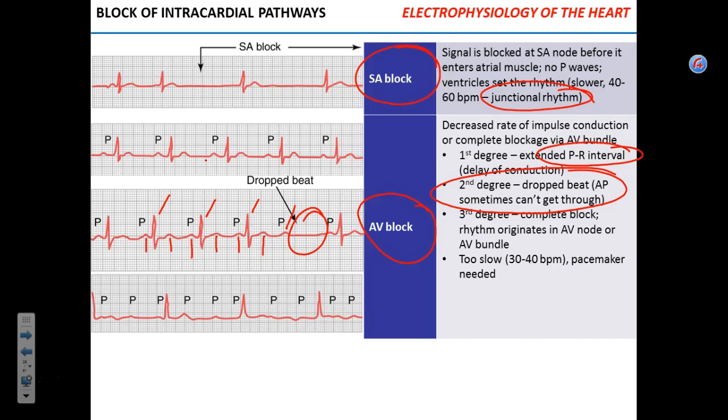It's going to be all resolved eventually, but the beat is going to be dropped. Okay? And the third degree block is the complete absence of that transmission. Okay? So the impulse basically originates in the AV node or AV bundle. Okay? Not even AV node. It's actually bundle. AV bundle will take over. Does that make sense? In a complete block.